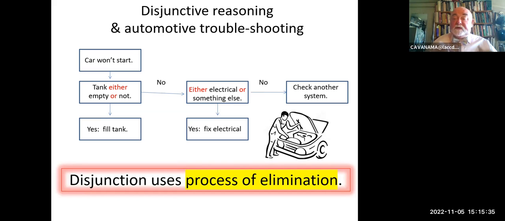Experience tells us the electrical system is probably the next most likely cause. If the car ran yesterday, either the starter's bad or the battery's died or there's something wrong with the spark plug, whatever the case may be. So you go through the electrical stuff in order. If that doesn't solve the problem, then you check another system. You just keep on going down the line, process of elimination, until you find what the problem is. And that's a very, very common thing.